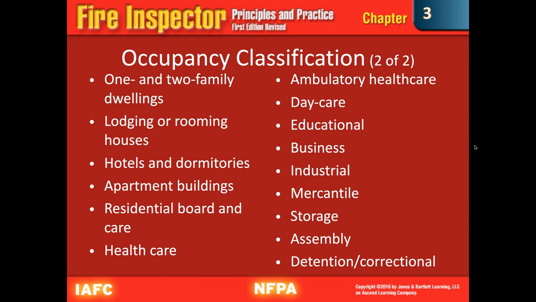Think of a hospital that's got rooms for you to stay overnight. That's healthcare. Ambulatory healthcare means you walk in and you walk out the same day. A dentist's office, a doctor's office, that kind of thing would be your ambulatory healthcare. Then daycare, educational, business, industrial, mercantile, storage, assembly, and detention and correctional. So we're talking about jails and prisons on that one.